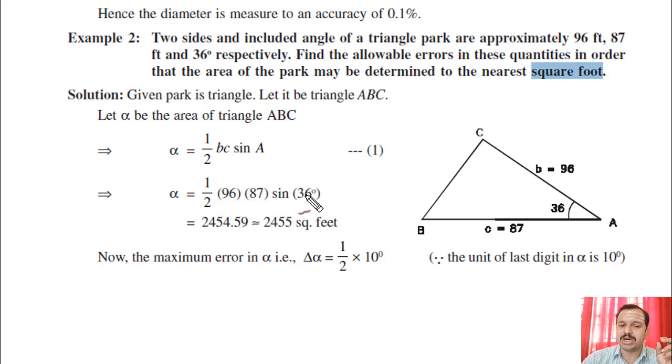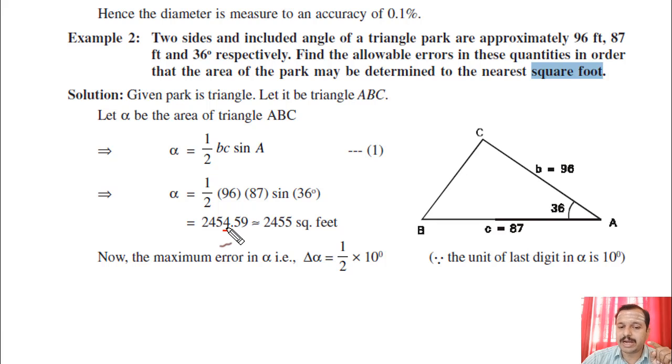You will get the answer to be 2454.59 square foot. And now what has been given to us, the area is determined to the nearest square foot. We have to round off this number to the nearest square foot. So when you round off this number to the nearest square foot, how it can be done, you please see. We want to stop here because nearest square foot means we don't want to have any decimal place. We have to stop here.